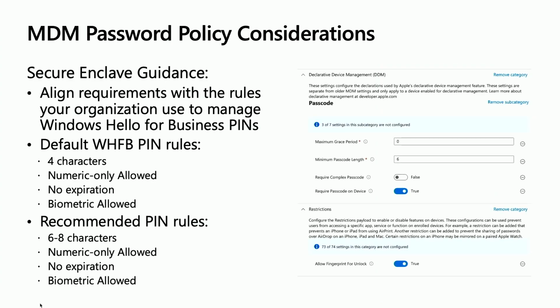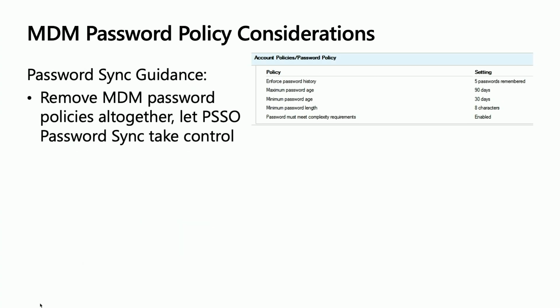Here's where you'll set this. This is what it looks like on the Intune side. This is in the DDM section for passcode. You can see we have it set for, it's a little hard to see, but it's 6 is the minimum, and we're allowing biometric. From a password sync guidance, we recommend you remove the MDM password policies altogether and just let this be driven from Platform SSO. This will be getting the password policy from Entra ID, or Active Directory, depending on what your source of authority is. If anyone wants to get into that, we can talk about that more afterwards.